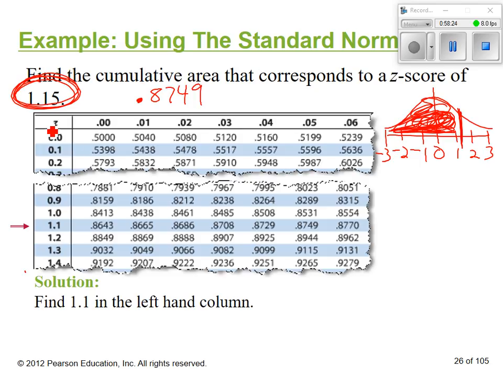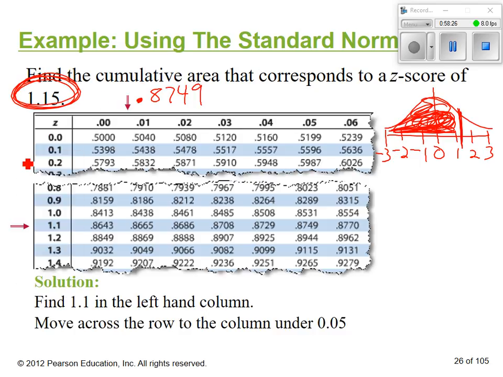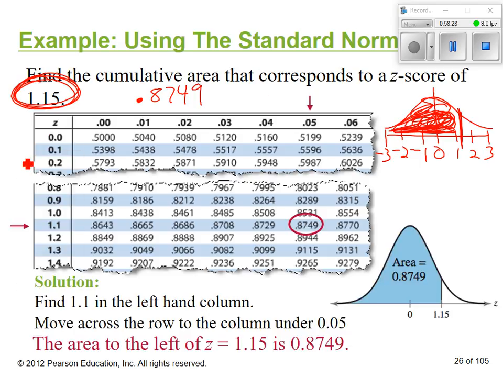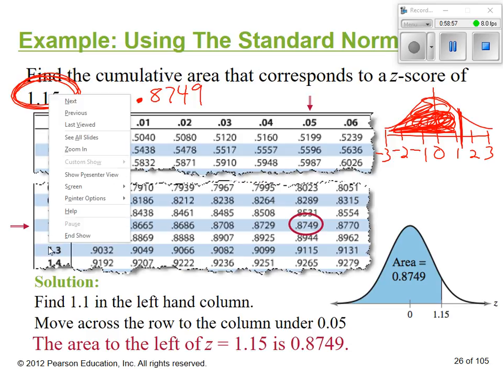So we look down the first column, go to 1.1, go across to 0.05, look right there. That's telling us the area to the left. All of these tell you areas to the left. So what's the area to the left of 0.01? A little more than 50%. 0.5040, right? It's telling you the area to the left on our standard normal curve.